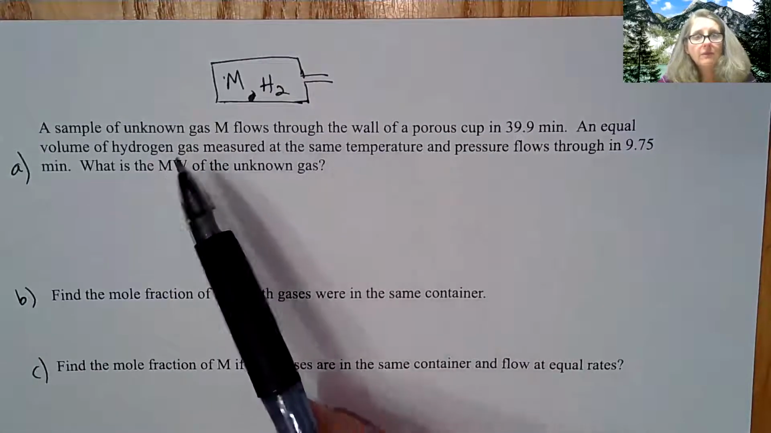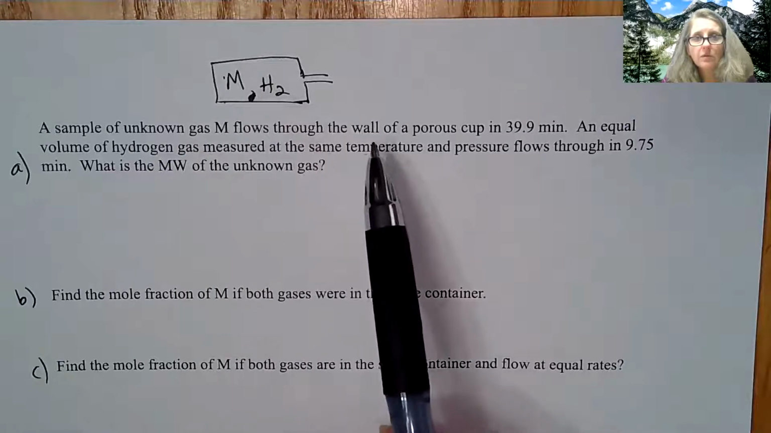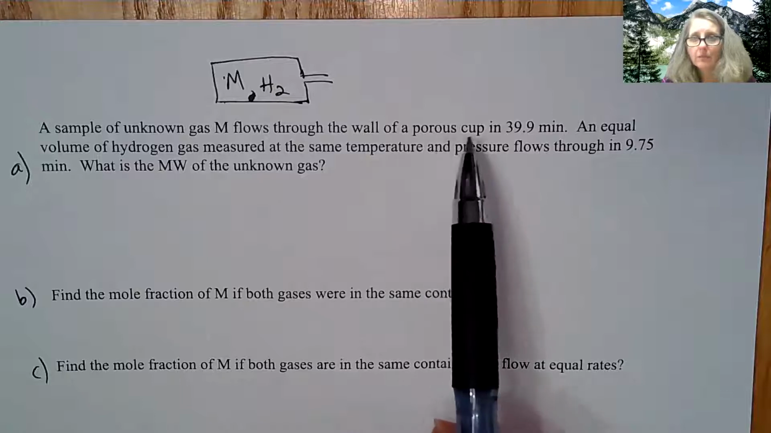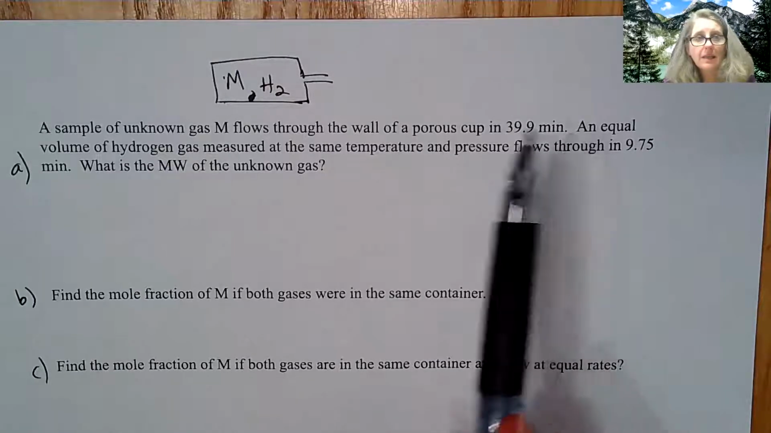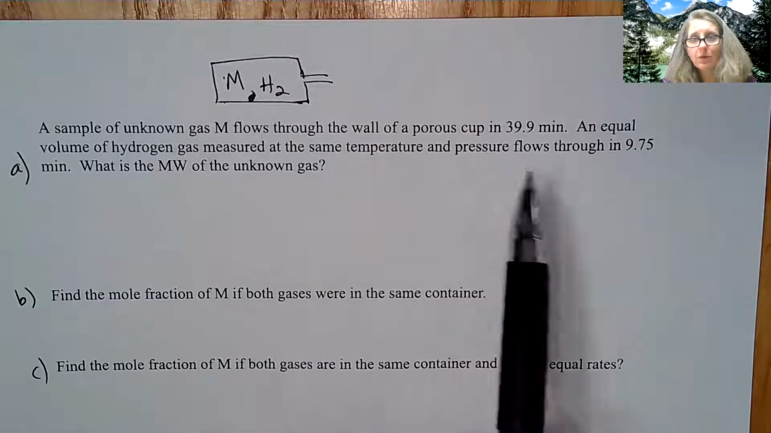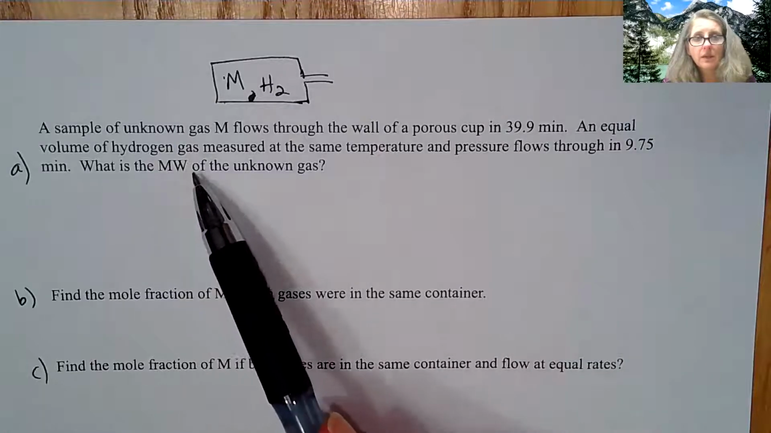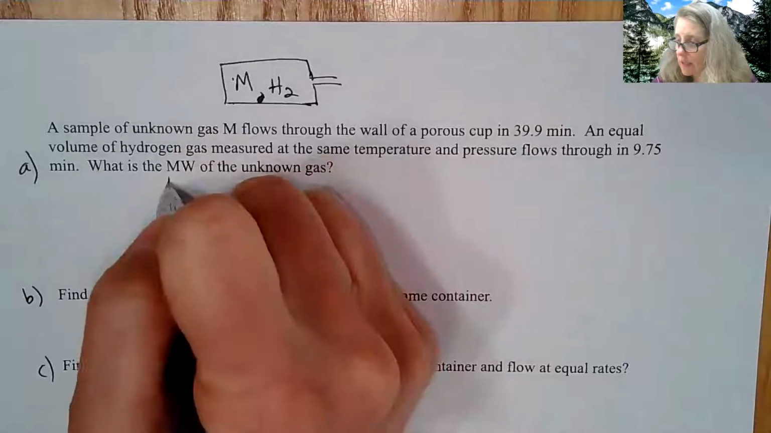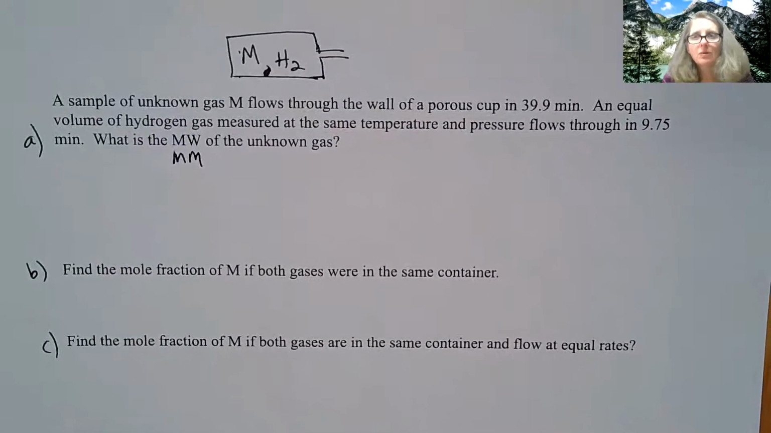Okay, so I have a sample of unknown gas M, so that's my unknown, that flows through the walls of a porous cup. Porous means it has holes in it. It takes 39.9 minutes. An equal volume of hydrogen gas measured at the same temperature and the same pressure flows through in 9.75 minutes. What is the molecular weight of the unknown gas? Molecular weight is just another term you sometimes hear interspersed. It means the same as molar mass. There's technically a difference, but we're just going to keep it at that.